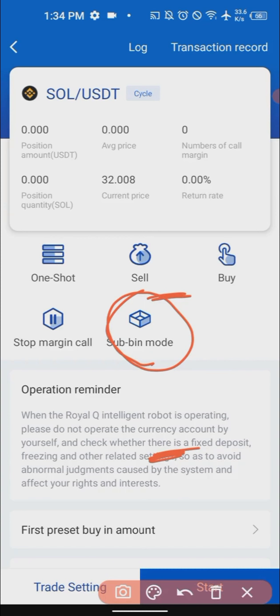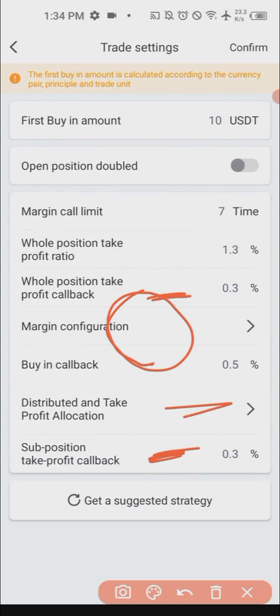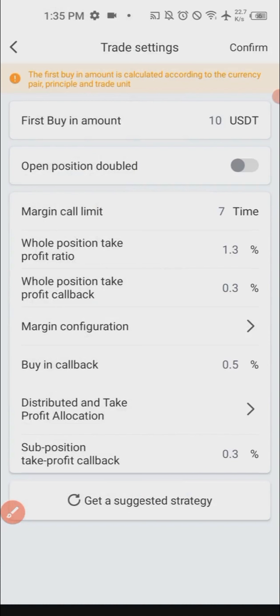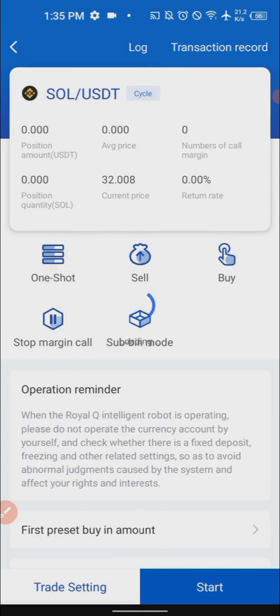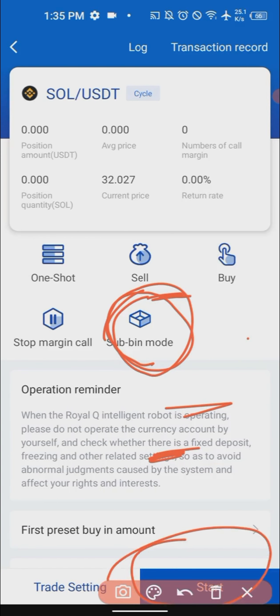Let me go back to trade setting. So this new feature of distributed allocation, this one that will distribute your fifth, sixth, seventh, and the rest, is what we call the sub-bin mode. So after setting that, to tell the bot that I want to use this new feature, you click on sub-bin mode. After clicking on sub-bin mode, you click on start. Automatically, that trade has started for you.